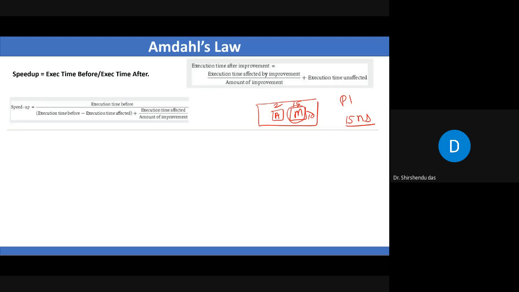There can be different types of modification. This is the example that I have given, that we have improved the multiplication module. This is just an example, it can be anything. So the speedup here, according to Amdahl's law, is execution time before improvement divided by execution time after improvement.